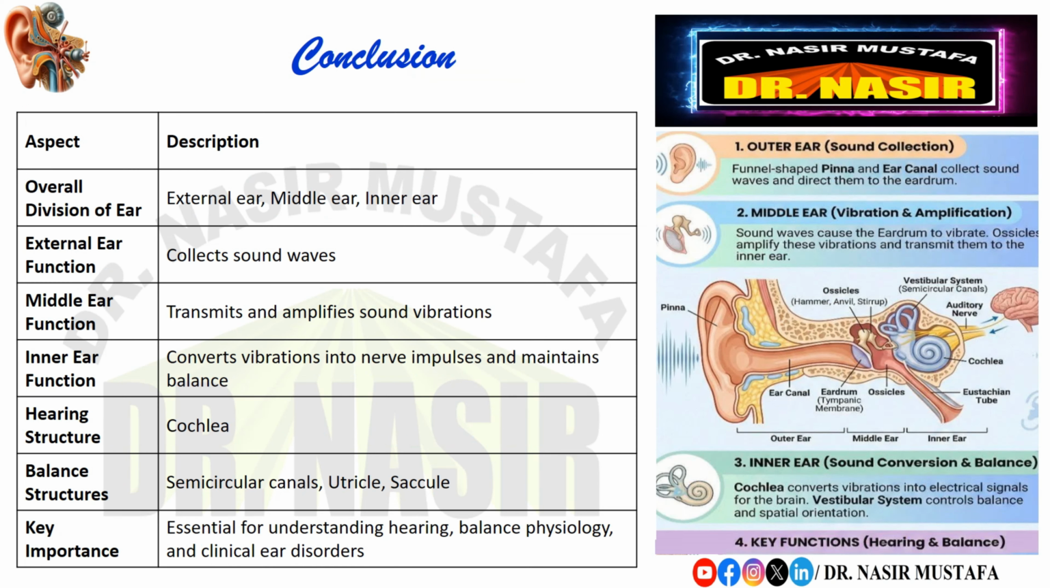Conclusion. In summary, the ear is divided into three parts, the external ear, middle ear, and inner ear. The external ear collects sound waves. The middle ear transmits and amplifies sound vibrations, and the inner ear converts these vibrations into nerve impulses and also maintains balance. The cochlea is responsible for hearing, while the semicircular canals, utricle, and saccule are responsible for equilibrium.